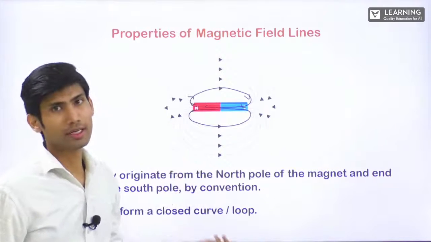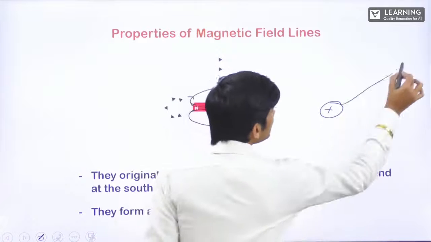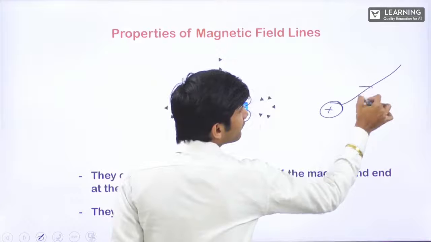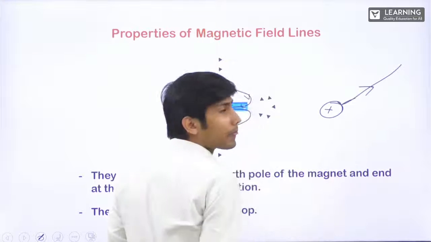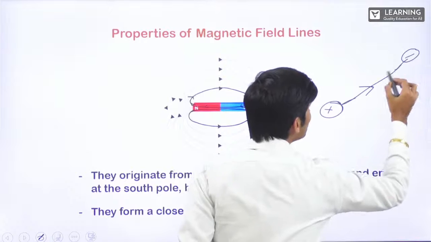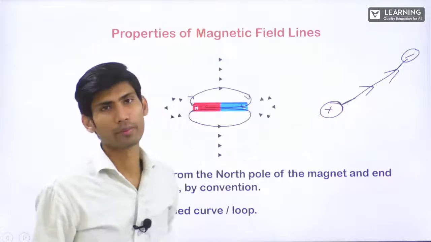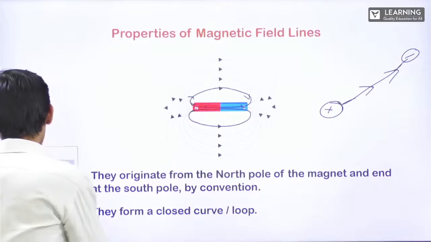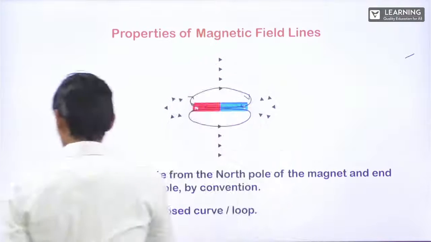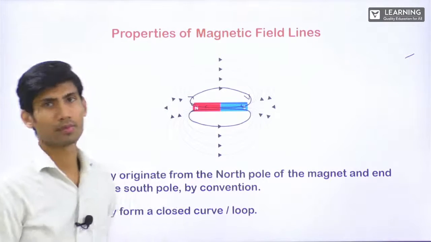Now the difference between electric field, magnetic field, one more. If there is a positive charge, the electric field line will originate from here, correct? And it will go to infinity. If I keep a negative charge, then it will go inside it. Right? It never forms a closed loop here. But here it will always form a closed loop. Magnetic field lines always form a closed loop. Electric field lines are not closed loops. Okay?